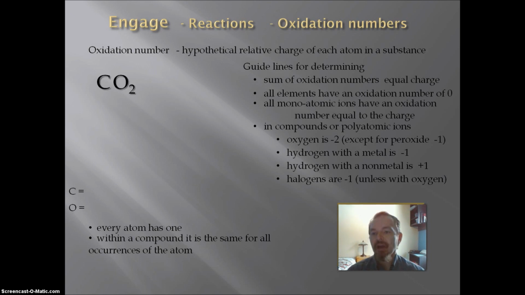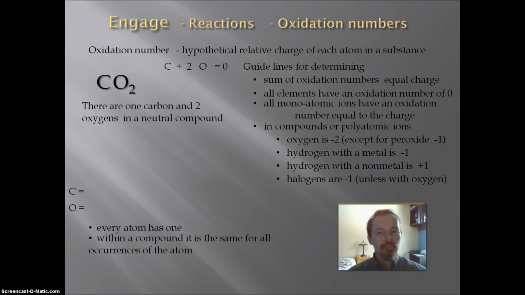So let's look at this example of carbon dioxide, CO2. In carbon dioxide, there is one carbon and 2 oxygens in a neutral compound. So we can write an equation for the oxidation number. Sum of oxidation numbers equals charge, so carbon plus 2 oxygen equals 0.